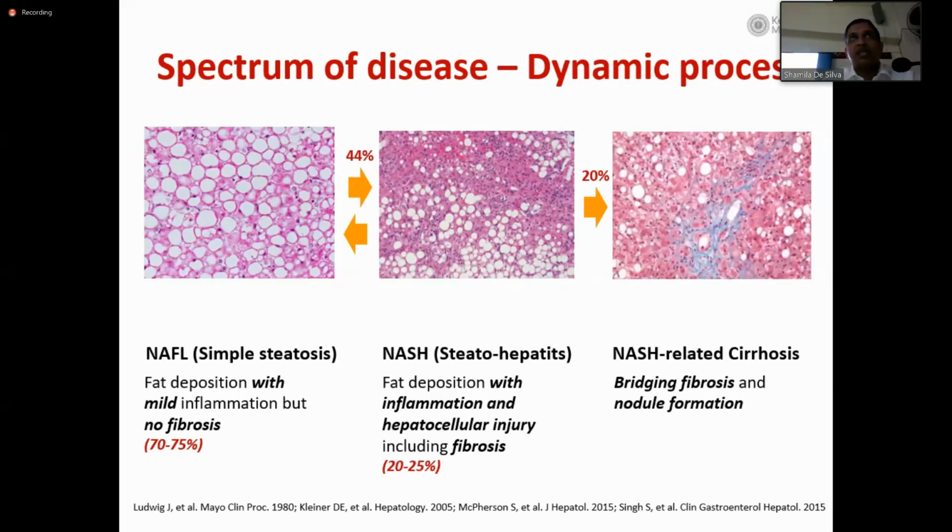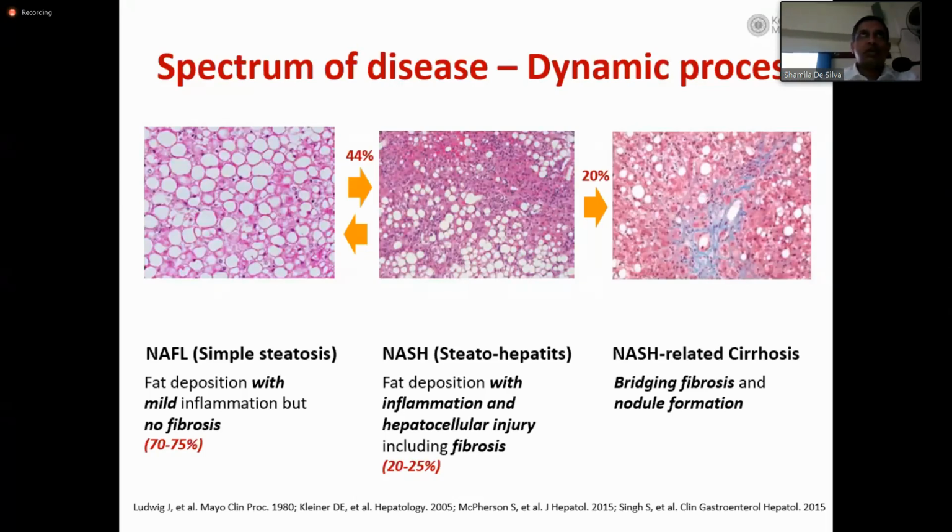Then the rest of the patients, about 20%, one-fourth of the patients, will belong to a more aggressive form of the disease, that is non-alcoholic steatohepatitis. Here, apart from fat deposition, there is inflammation and hepatocellular injury with some degree of fibrosis. The difference between simple steatosis and NASH is that in NASH, there is inflammation, hepatocyte injury, and fibrosis. Long-standing NASH can progress to NASH cirrhosis with rigid fibrosis, nodule formation, and the usual pathology of cirrhosis.